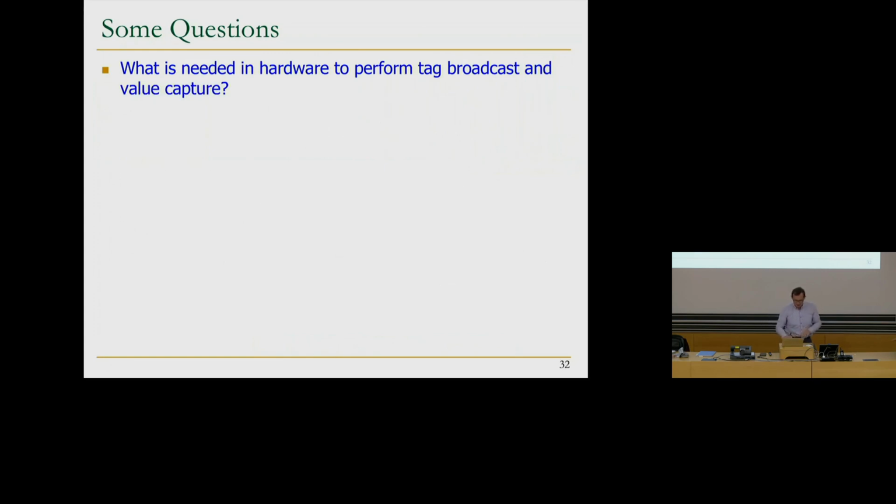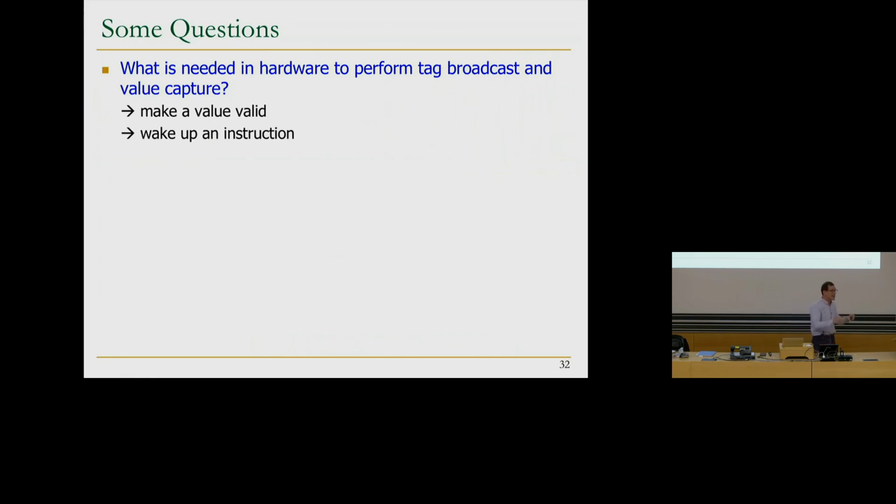Okay, so I think I already answered this question, actually. What is needed in hardware to perform tag broadcast and value capture? Basically, lots of comparators. Whenever you broadcast a tag, you compare it to every possible place any tag is stored, so you need comparators. And you also need to broadcast the value, so you need to make the value valid with that comparison result. And you need to wake up an instruction also.